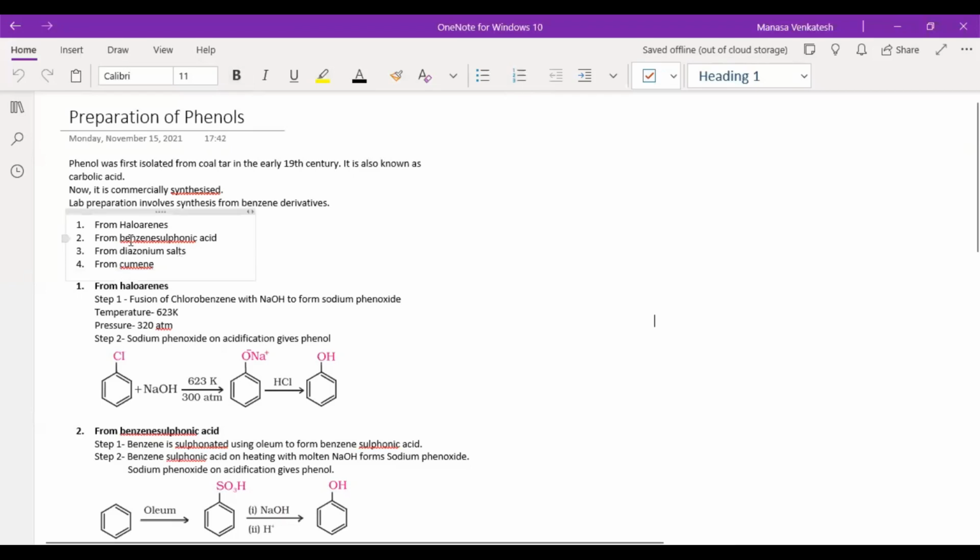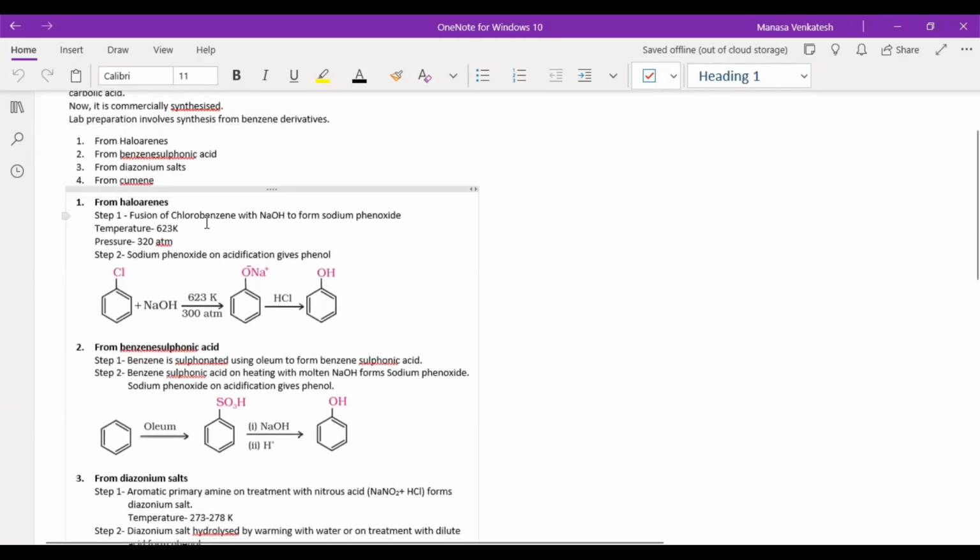As I told you, for preparation of alcohols, here also we have the various reactions headings first. So phenol was first isolated from coal tar in the 19th century and was also called carbolic acid. Now, the lab preparations are generally from various benzene derivatives. So you have it from haloarenes, from benzene sulfonic acid, from diazonium salts, and from cumene.